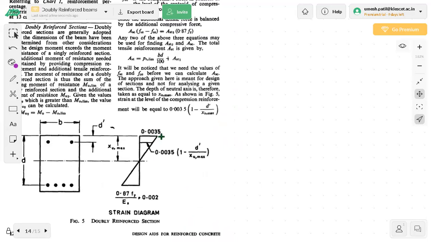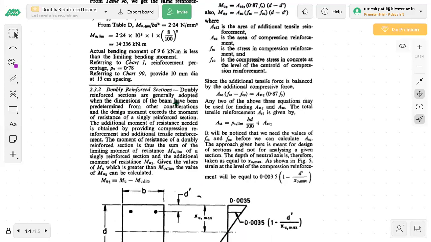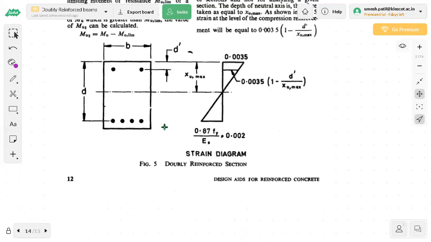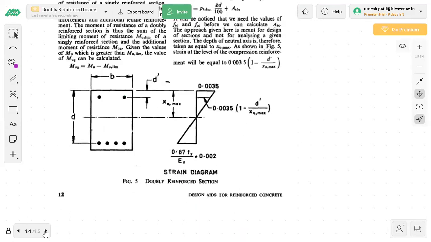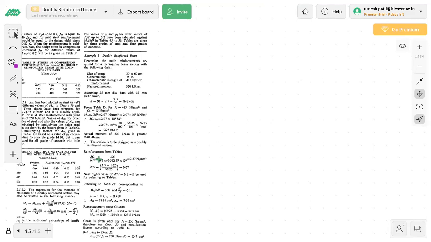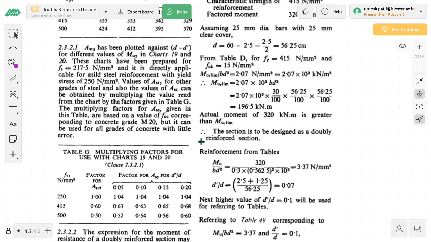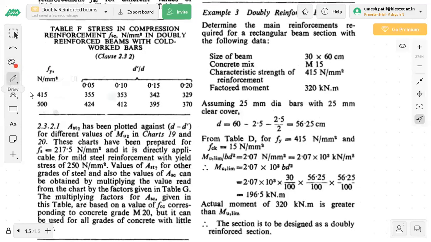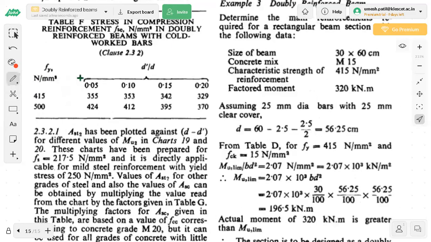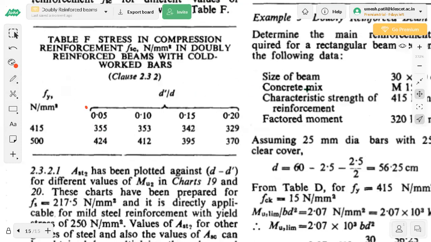See, this is the doubly reinforced section here. You can see doubly reinforced sections. This is on page number 12 of SP16, not IS456. So you need to refer to SP16. I'll go to the next page. Now observe where it is. On page number 13 of SP16, you can see this. It is here. See this. Table F. You can see this.